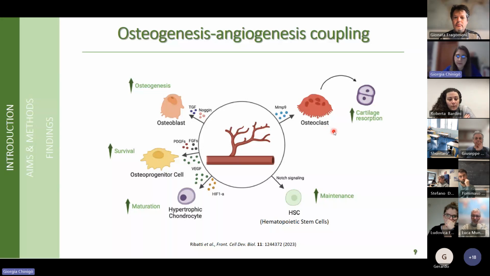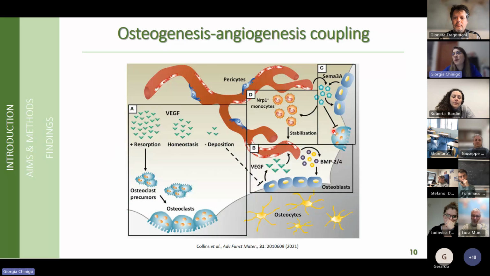At the same time, bone cells themselves, through the secretion of the so-called angiogenic factors, stimulate the recruitment of new blood vessels, thus establishing a real coupling, let's say, between osteogenesis and angiogenesis. One of the main actors of this coupling is, of course, the well-known vascular endothelial growth factor, VEGF.